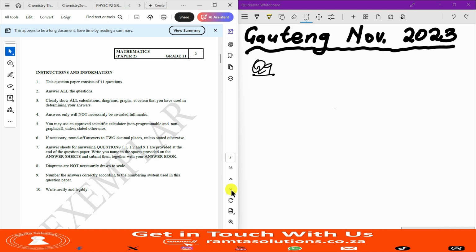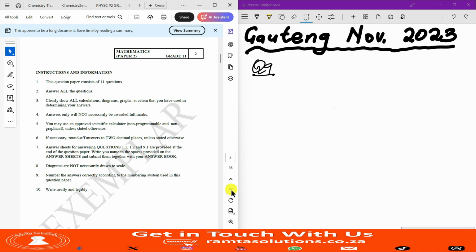Instruction 6, this is an exam prep of Euclidean geometry, so I have to read instruction 6 in case you will encounter a question where you have to use Pythagoras theorem. Instruction 6 reads, if necessary, round off answers to 2 decimal places unless stated otherwise. Instruction 7, answer sheets for answering question 1.1, 1.2, and 9.1 are provided at the end of the question paper. This is because Euclidean geometry is in question 9. That's why I'm reading instruction 7. Diagrams are not necessarily drawn to scale.